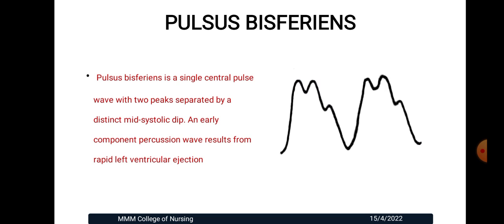Coming to the pulsus bisferiens. Pulsus bisferiens is a single central pulse wave with two peaks separated by a distinct mid-systolic dip. An earlier component, the percussion wave, results from rapid left ventricular ejection.